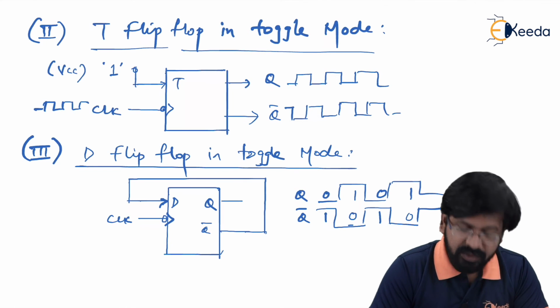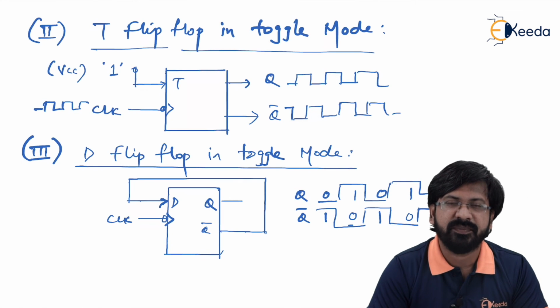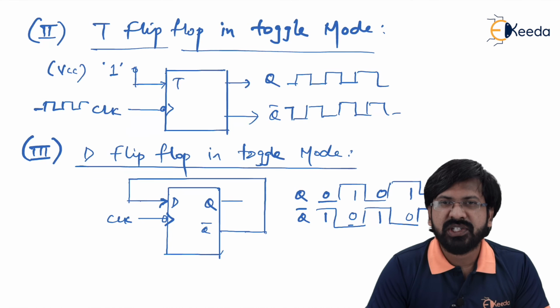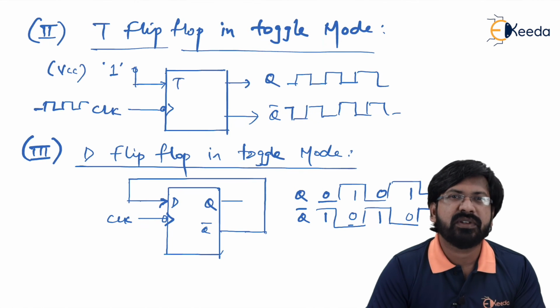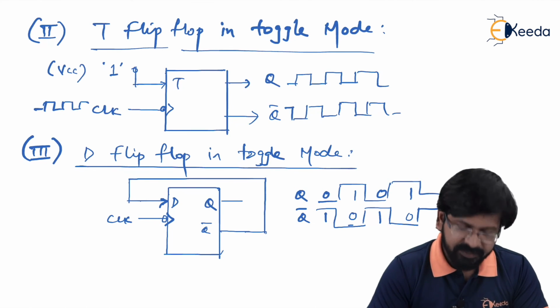So you have seen how the D flip-flop can be used in toggle mode also. So irrespective of which flip-flop is used, if it is operated in toggle mode, you have to make sure that the output clock frequency is always half of the input clock frequency, right? Thank you.